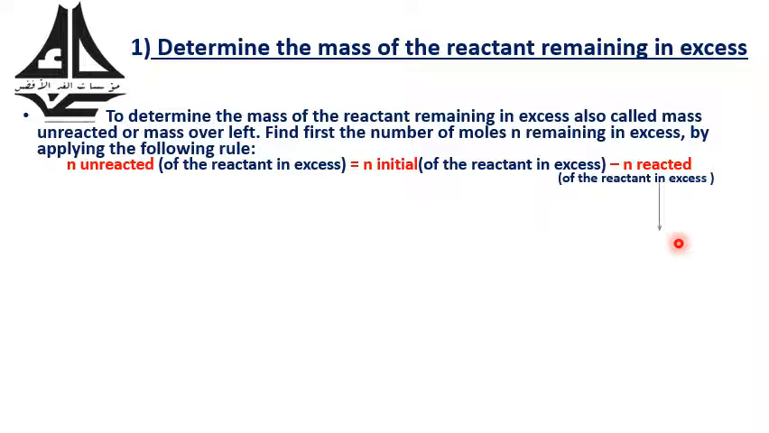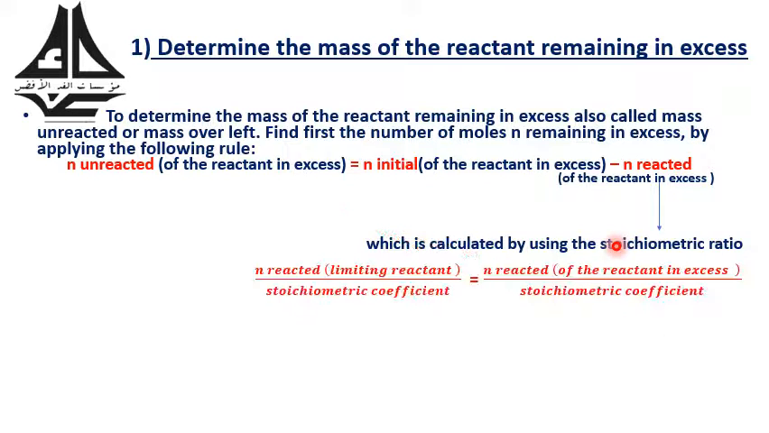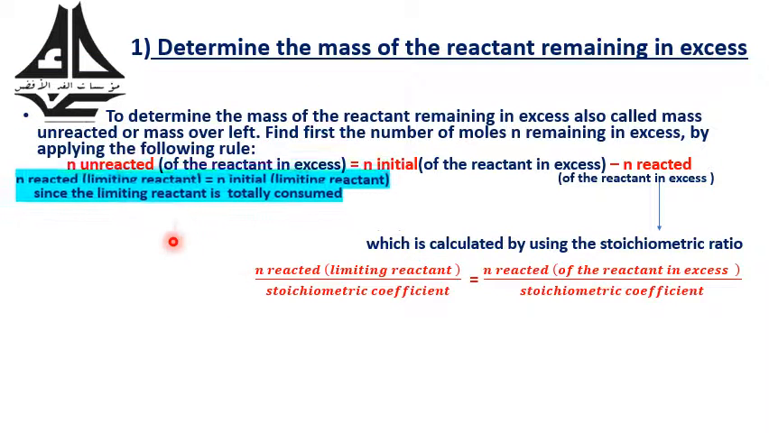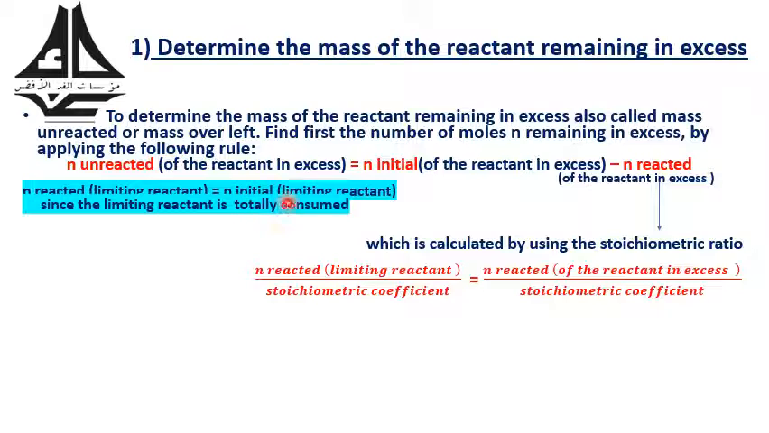It's very simple. We calculate this by using the stoichiometric ratio, where we have the number of mole reacted of the limiting reactant over the stoichiometric coefficient equal number of mole reacted of the reactant in excess over its stoichiometric coefficient. And always remember that the number of mole reacted of the limiting reactant is equal to the number of mole initially found of that limiting reactant. Why? Because the limiting reactant is totally consumed and 0 mole of it is overleft.